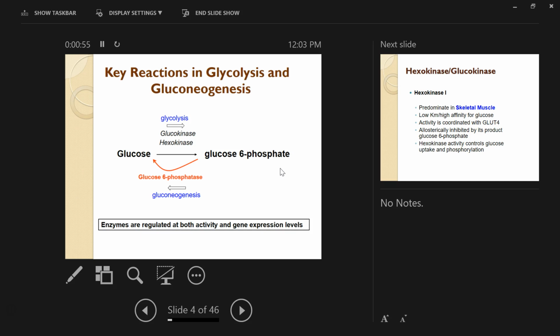So first is the key reaction in both gluconeogenesis and glycolysis. As I mentioned, this is an irreversible reaction, right? It's the first reaction step in glycolysis, catalyzed by glucokinase or hexokinase, and in the gluconeogenic pathway, the reverse reaction is actually catalyzed by a different enzyme called glucose 6-phosphatase, right?